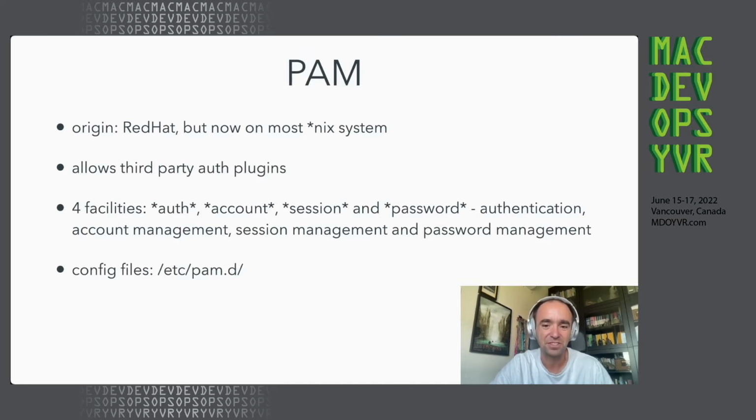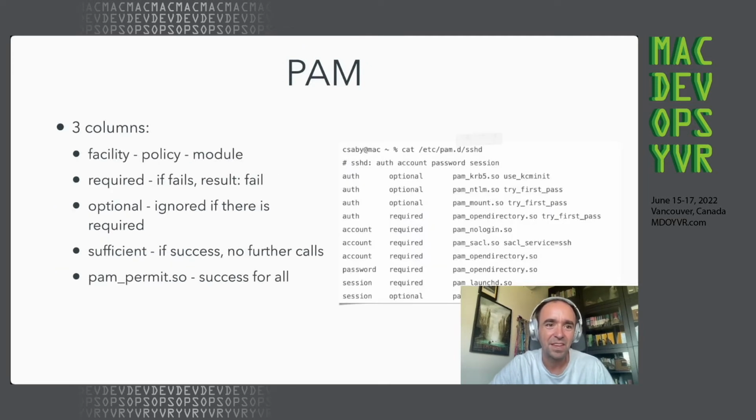The same goes for the previous one with the shell scripts. So let's check one of the config files, for example, sshd, which is the SSH configuration file. We have 3 columns. The first one is the facility, the second one is the policy, and the last one is the actual module. The facility is, again, the authentication: auth, account, password, and session.